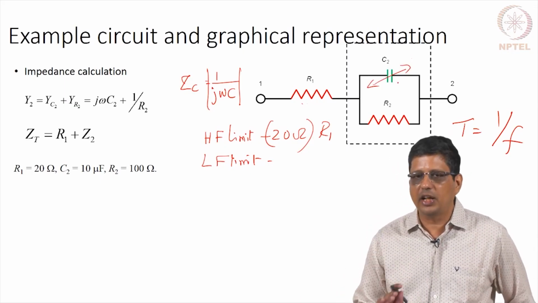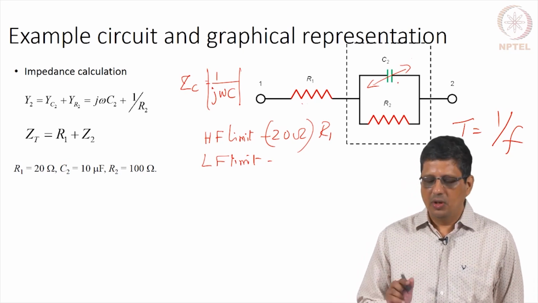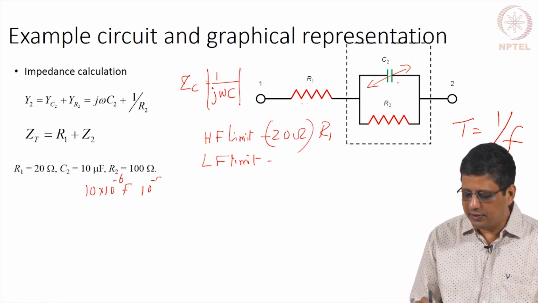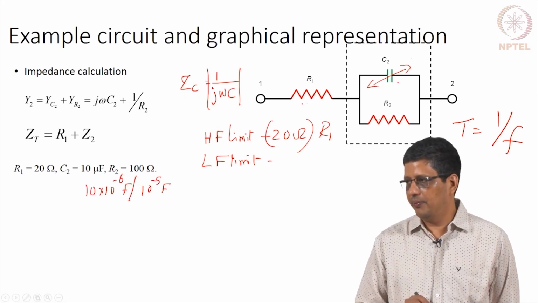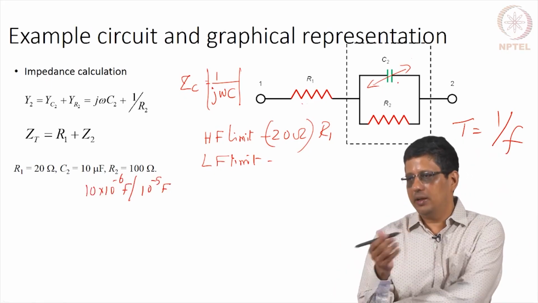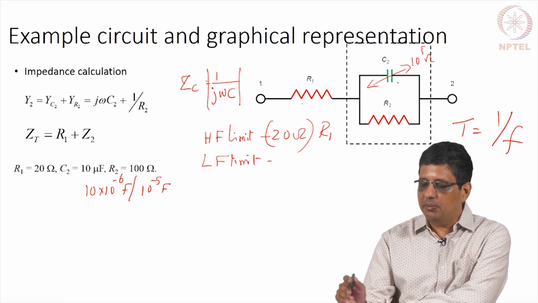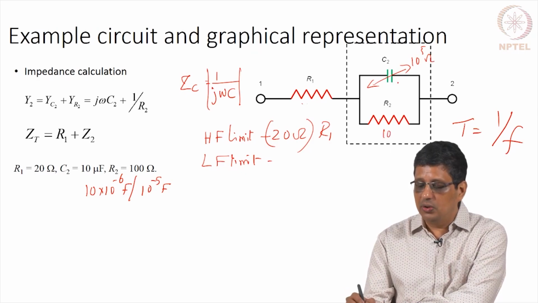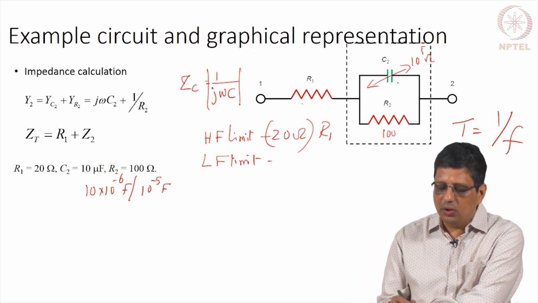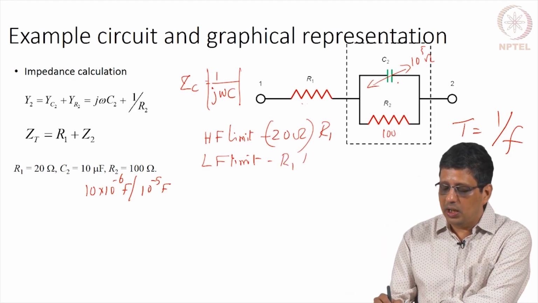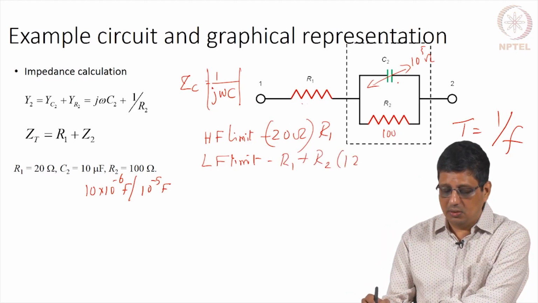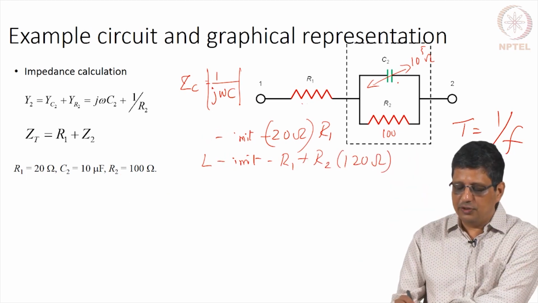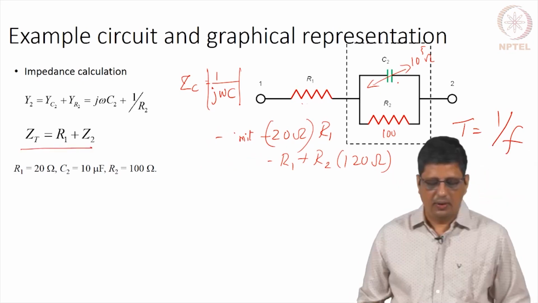Let us say omega is in the order of 10 power minus 1. C is 10 power minus 5 because it is 10 microfarad, that means 10 power minus 5 farad, correct. Omega is in the range of 0.1. So this is going to give 10 power 5 ohm or something of that magnitude. So no current is going to go through this, current is going to go through this only. Therefore, the low frequency limit is going to be R1 plus R2, that means for this example it is going to be 120 ohm. Now we can use this formula to calculate the impedance.